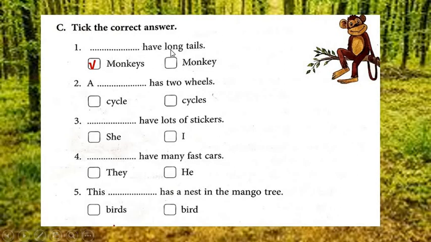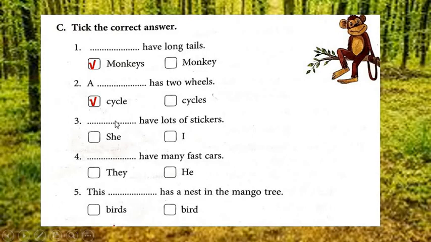Monkeys have long tails. Number 2 is, a dash has two wheels. So, it is A. Is it cycle or cycles? So, what you will use? A cycle. A cycle has two wheels. So, where we have to tick? In cycle. A cycle has two wheels. Okay, children? A cycle has two wheels.